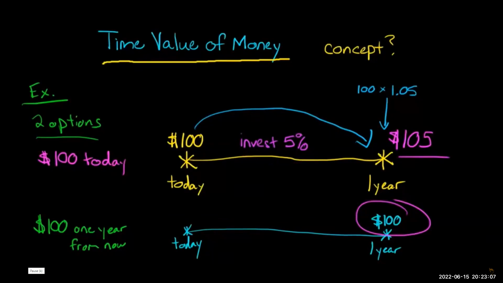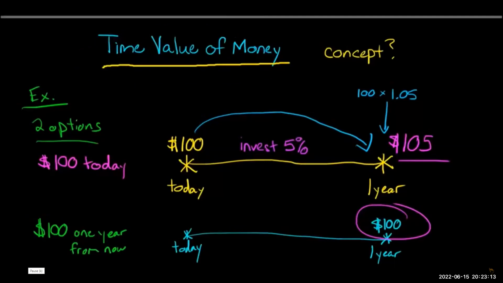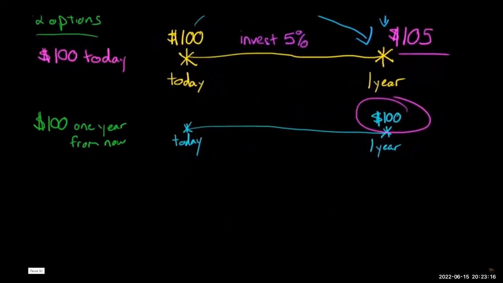So that's what we're talking about when people say the time value of money. They're basically saying that if you're looking at cash flows, a cash flow today or a cash flow in the future, all else equal, the same amount is going to have more value today because it can be invested for that return.